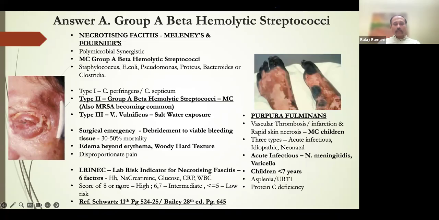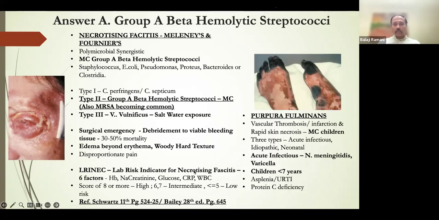A score of 8 or more is a high score. That is considered to be a high risk indicator of necrotizing fasciitis, or possibly an indicator of a very significant inflammatory pattern that is going on.